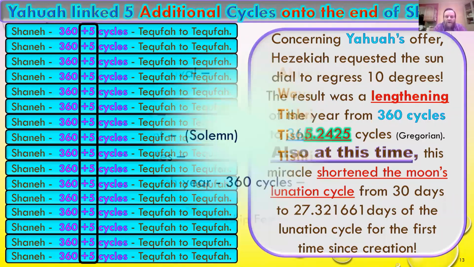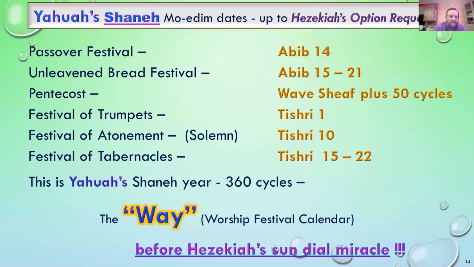Yahuwah's Shane Moedim dates up to Hezekiah's option request. The Passover Festival, Abib 14. Unleavened Bread Festival, Abib 15 to 21. Pentecost is the wave sheaf plus 50 cycles. Festival of Trumpets, Tishri 1. Festival of Atonement, Tishri 10. Festival of Tabernacles, Tishri 15 to 22. This is Yahuwah's Shane year, 360 cycles. The worship festival calendar, before Hezekiah's sundial miracle.